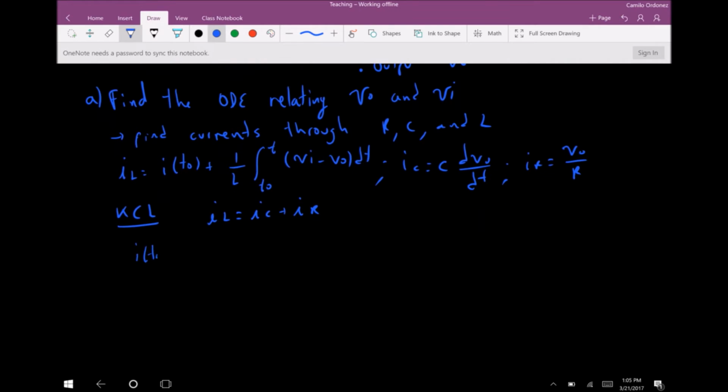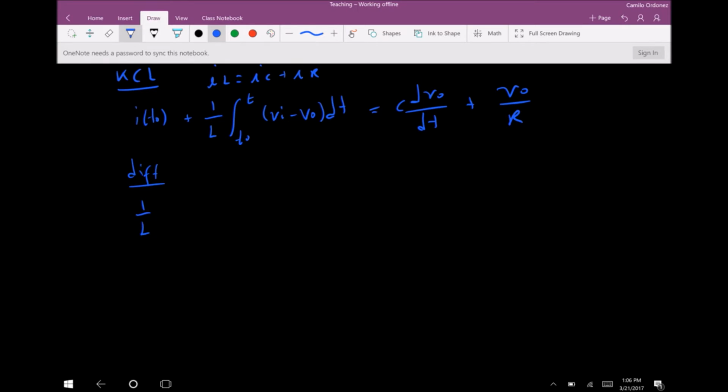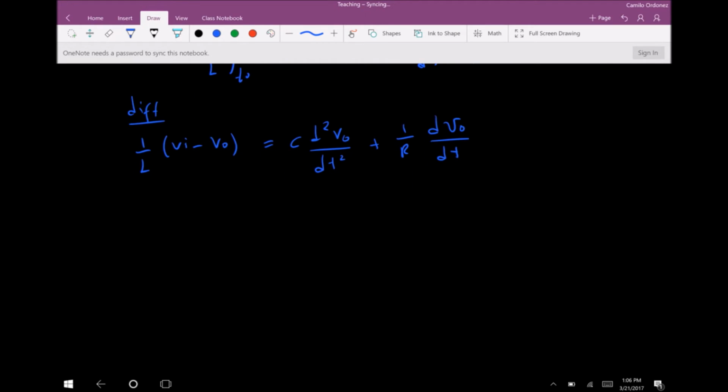Then a simple Kirchhoff current law says that the current through the inductor is equal to the current through the capacitor plus the current through the resistor. So you see we have an integral, so to get rid of it we can differentiate on both sides. We end up with the expression shown over here. As we've seen in class, it's standard to have the outputs to the left of the equation, the inputs to the right. So here I'm just organizing the equation, and you get this.